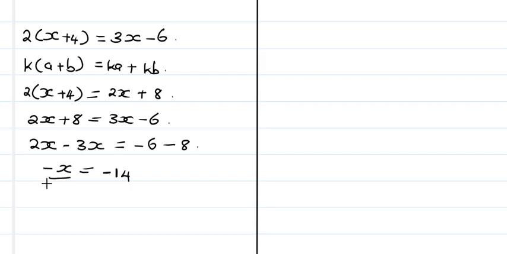So from there, we can divide both sides by negative 1, so that we get the value of x. This negative 1 will cancel with this one, and this will cancel this one, then x divided by 1 is just x, is equal to 14 divided by 1, which is just 14. And that becomes the answer to this question.